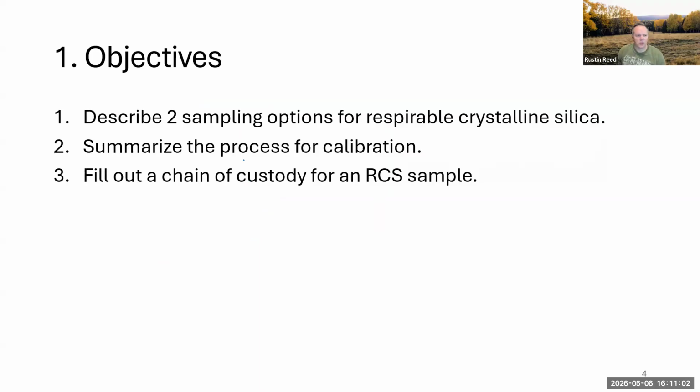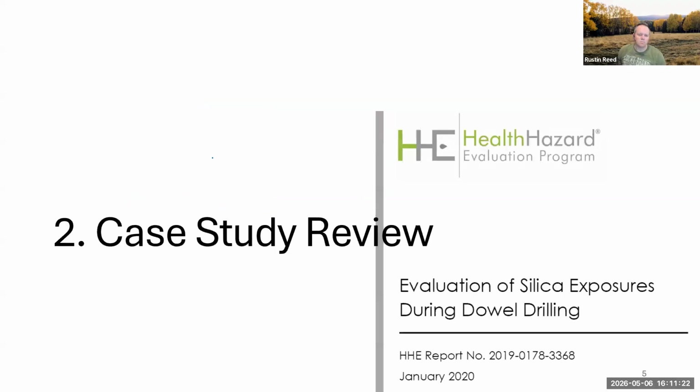Those who participate should be able to describe two sampling options for RCS, summarize the process for calibration, and then be able to explain why we do some of the things we do for the chain of custody, before and after we sample.